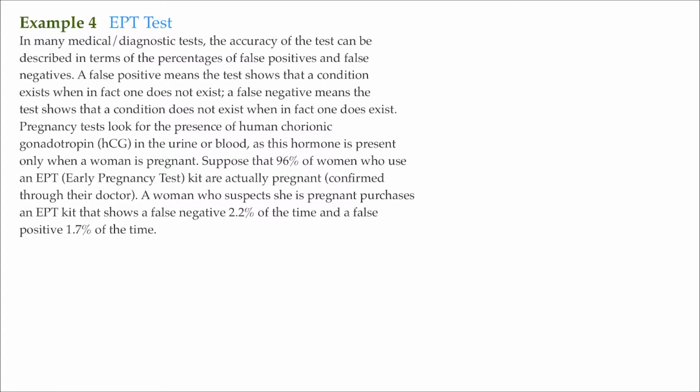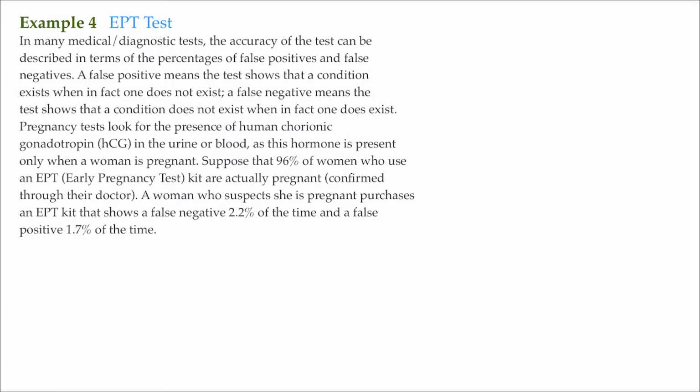And it says, in many medical diagnostic tests, the accuracy of the test can be described in terms of the percentages of false positives and false negatives. A false positive means the test shows that a condition exists when in fact one does not exist. A false negative means the test shows that a condition does not exist when in fact one does exist. Pregnancy tests look for the presence of human chorionic gonadotropin, which is HCG, in the urine or blood, as this hormone is present only when a woman is pregnant.